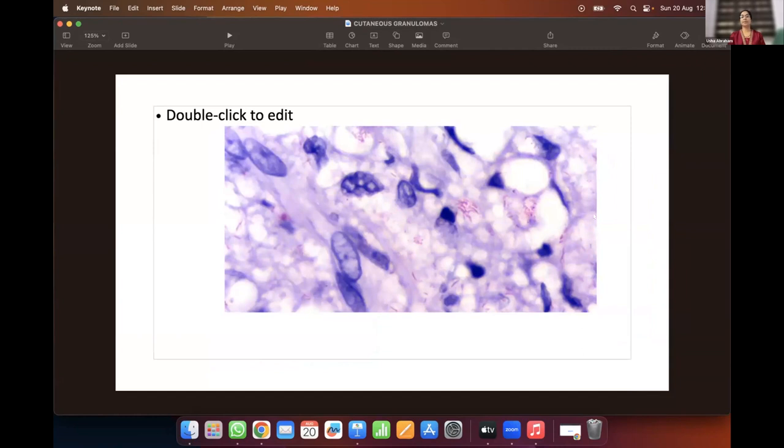So in tuberculoid leprosy, we do not see much of the bacilli, but even if we see one bacillus, we are happy. We say yes, it favors tuberculoid Hansen's disease.